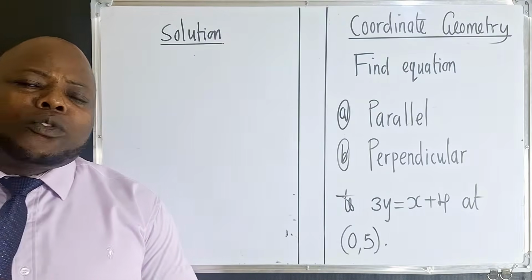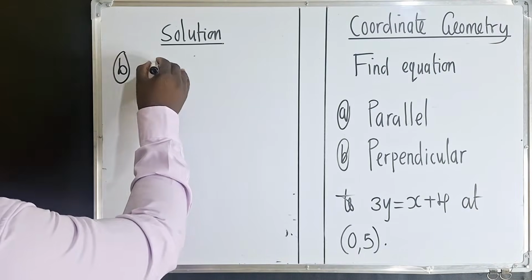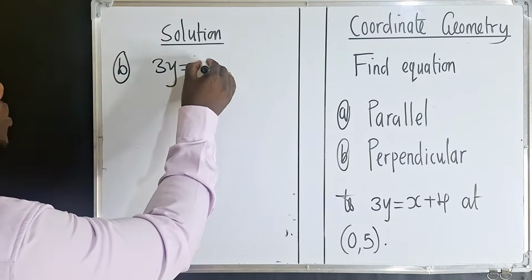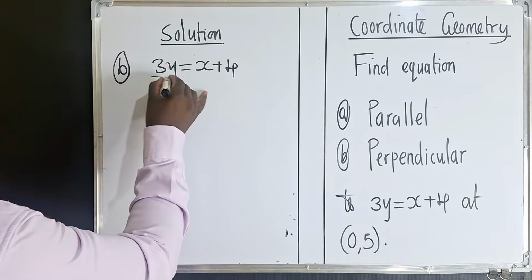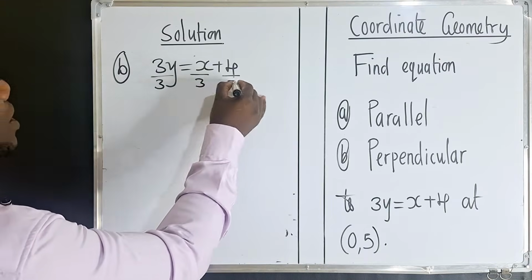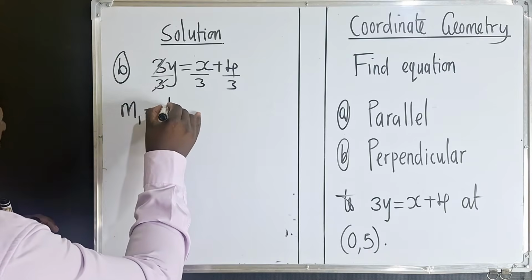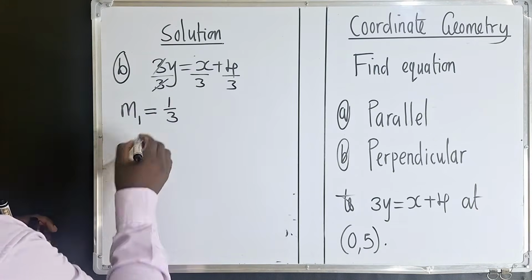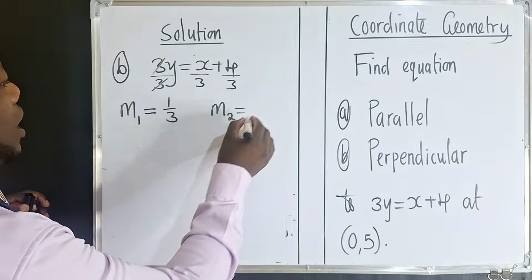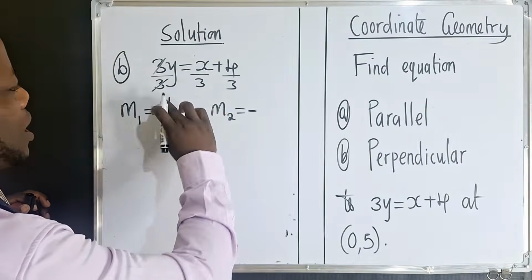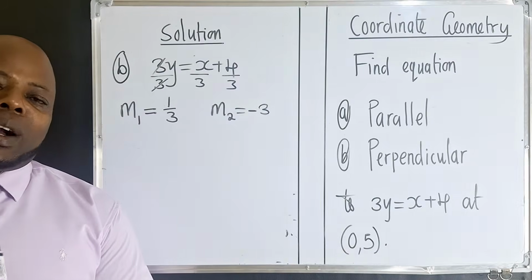All right, so for B here, which is question B, we want to find perpendicular, the equation that is perpendicular to what we have right here. So again, we know that we need to find the gradient, of which we shall call this as m1, which is equal to 1/3. Okay, so this is our m1. Our m2 will be negative, because this is positive, and then these will switch. This will be -3. Okay, that's our m2.